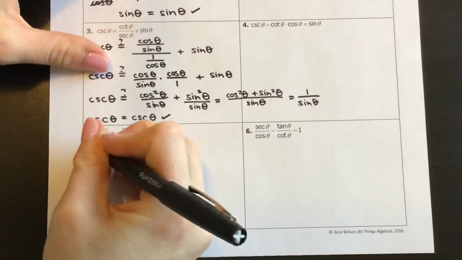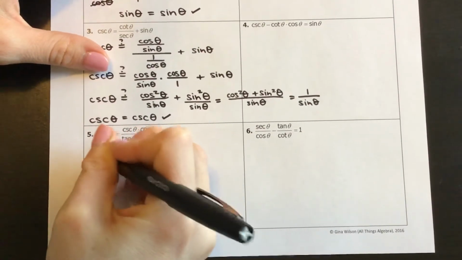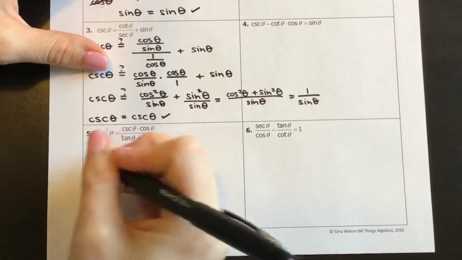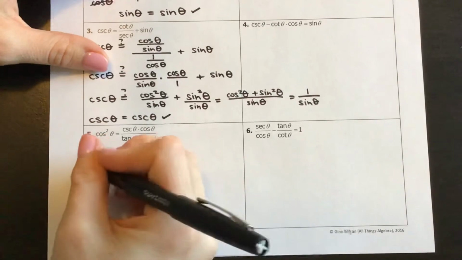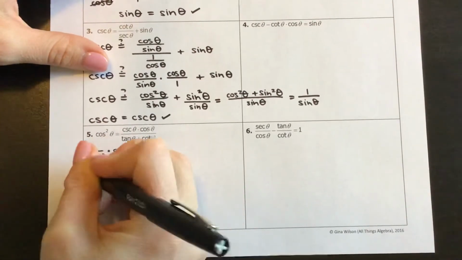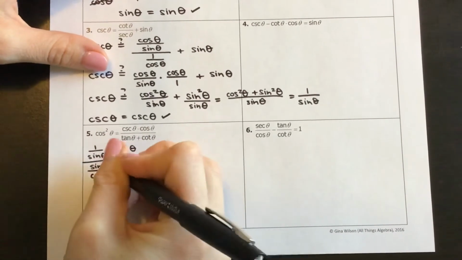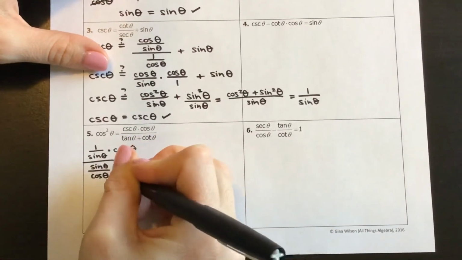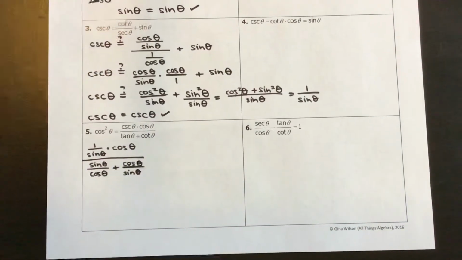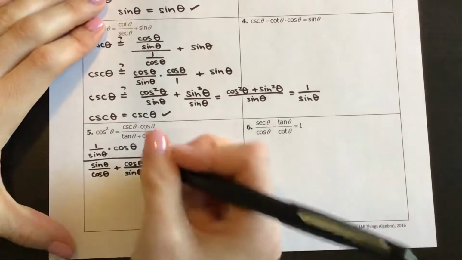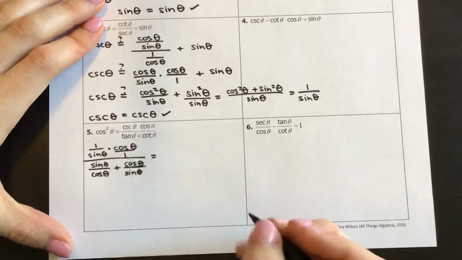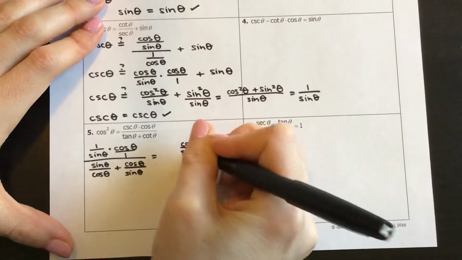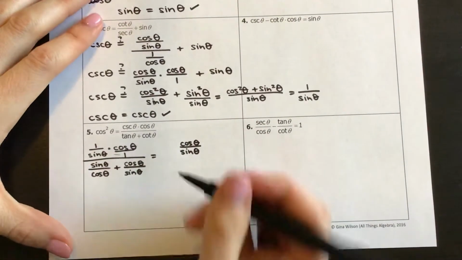So cosecant is the reciprocal of sine times cosine, which is already cosine, so I'm just going to leave that, over tangent. So tangent is sine over cosine, plus cotangent, which is cosine over sine. Okay, so lots of simplifying that we can do here. So numerator, you can think of this just as cosine over 1. So the numerator is just cosine over sine, if I take these and just multiply them together.